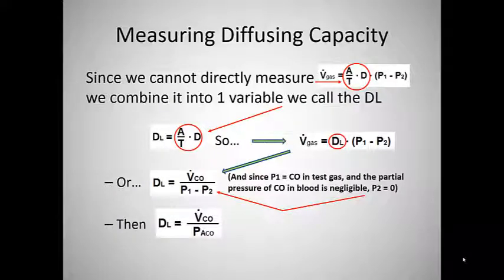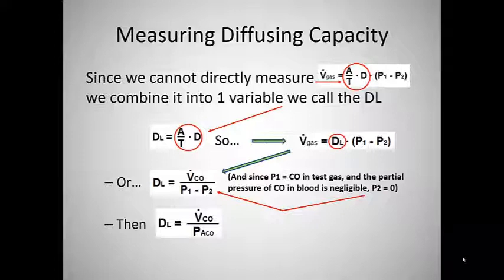Now, we cannot directly measure the surface area of the lung, the thickness of the lung membrane, or the diffusivity. So what we do is we take those 3 numbers and we call those the diffusing capacity.